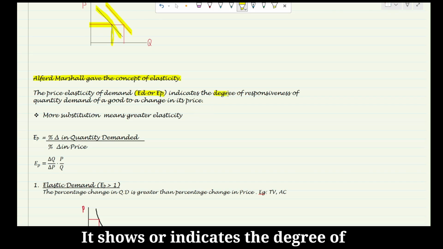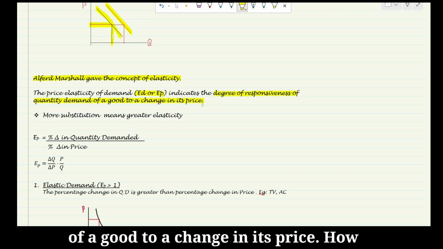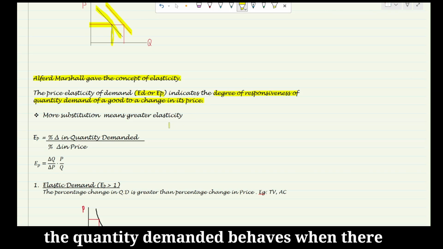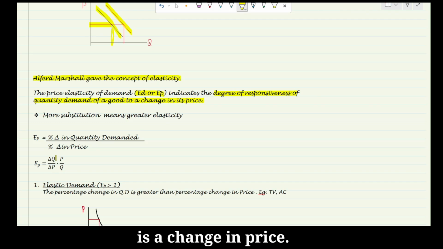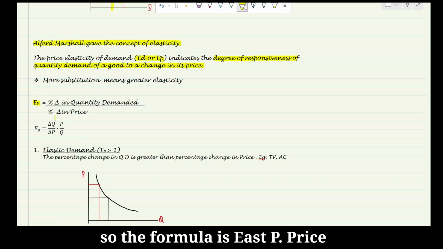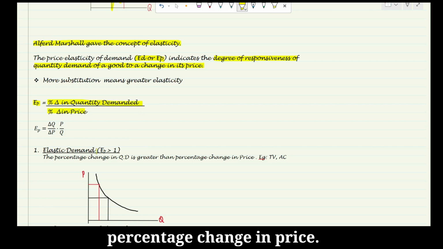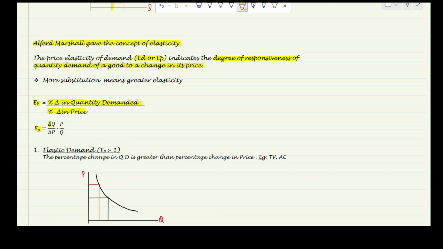It shows or indicates the degree of responsiveness of quantity demanded of a good to a change in its price. How the quantity demanded behaves when there is a change in price. Alright, so the formula is EP. Price elasticity refers to the percentage change in quantity demanded divided by the percentage change in price. Or we can write it as EP equals delta Q upon delta P times P upon Q.